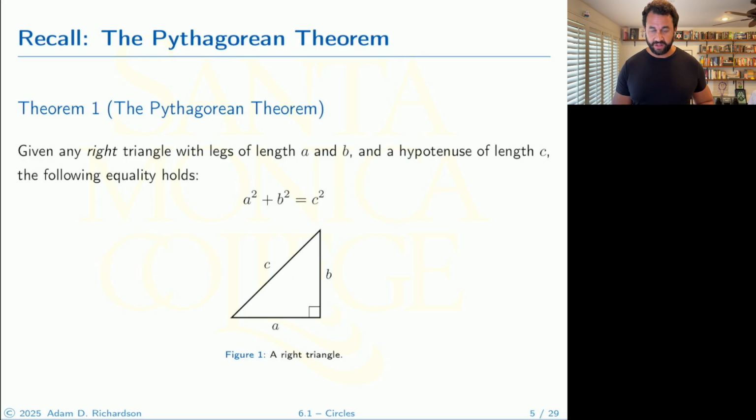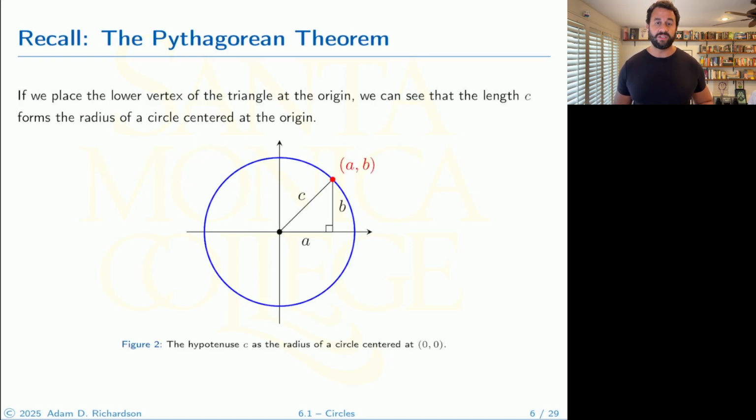Now let's recall the Pythagorean theorem. We talked about this very early on in the course, and we're going to see it show up a lot in trigonometry. Given any right triangle with legs of length a and b and a hypotenuse of length c, this equality holds: a squared plus b squared equals c squared. Here's a picture of that right triangle. Now we're going to see how this will help us make sense of the formula for a circle, the equation of a circle, my bad.